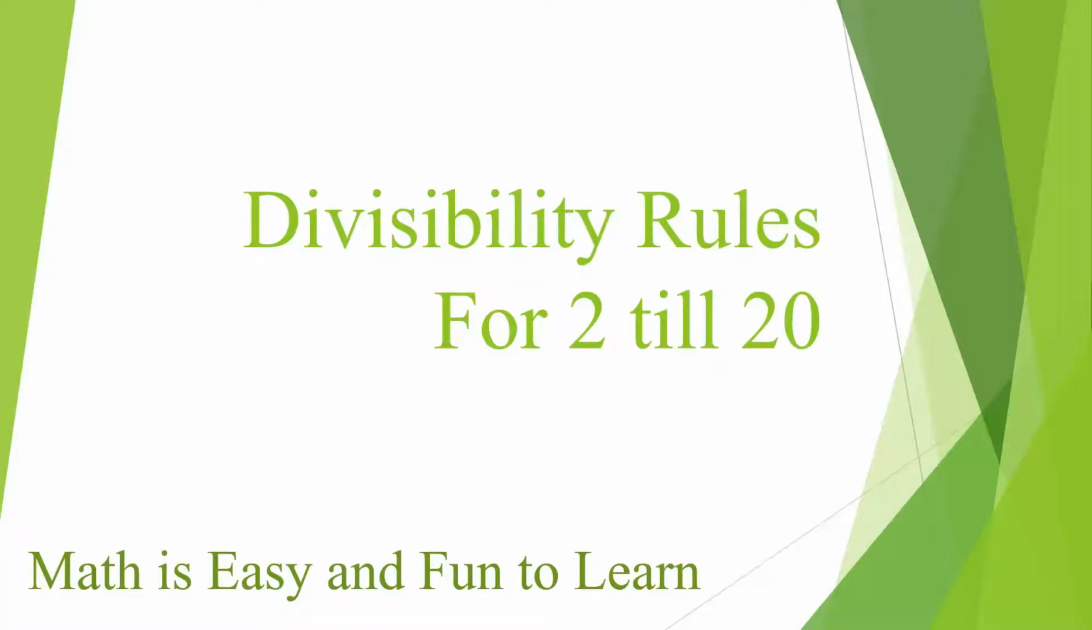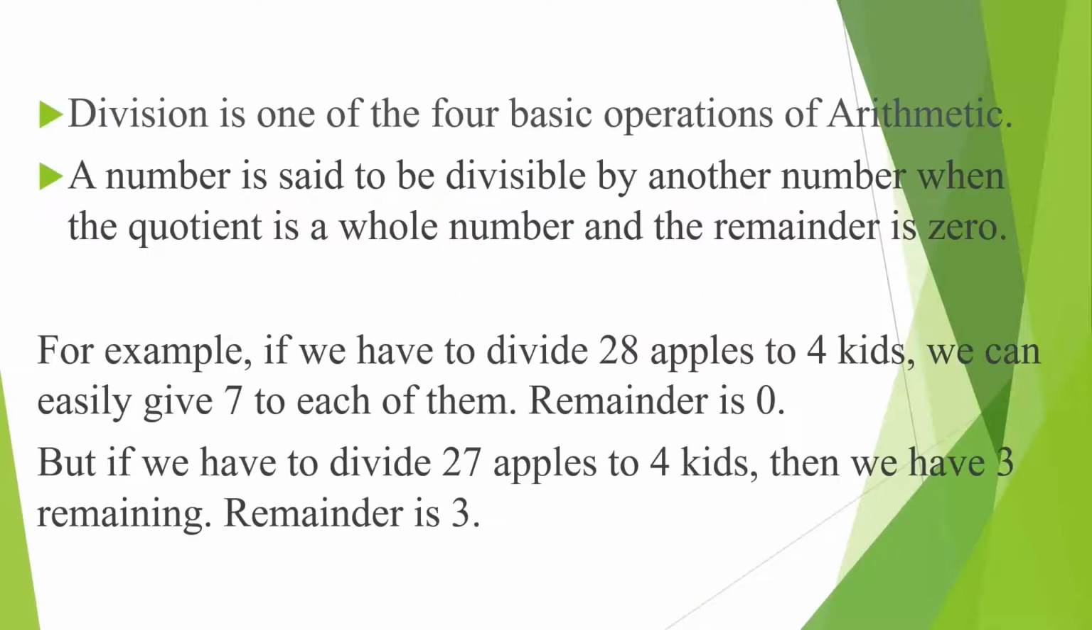Hello students, today we are going to see divisibility rules for the numbers from 2 to 20. Division is one of the four basic operations of arithmetic. The other three operations are addition, subtraction and multiplication. And division is the highest priority.